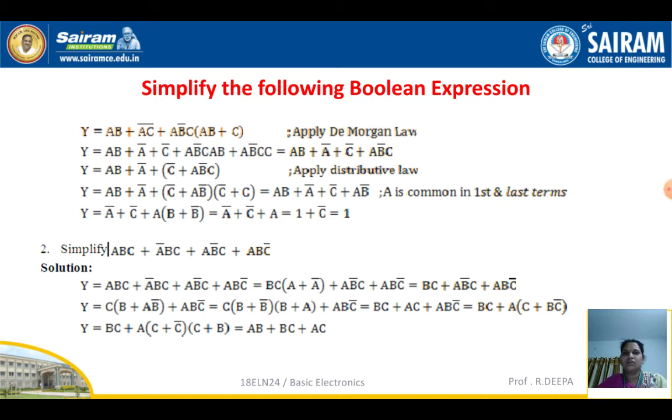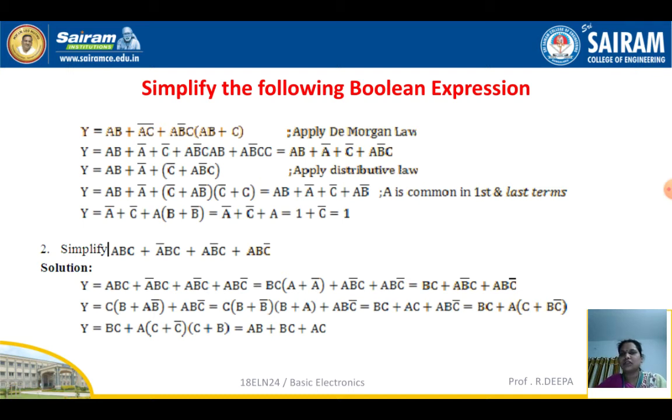Simplify the following Boolean expression. As I told, we can make use of De Morgan's law to simplify any Boolean expression. So we have a problem statement where y is equal to (ab plus ac) whole bar plus a b bar c into (ab plus c). So let us solve this complex equation using De Morgan's law.